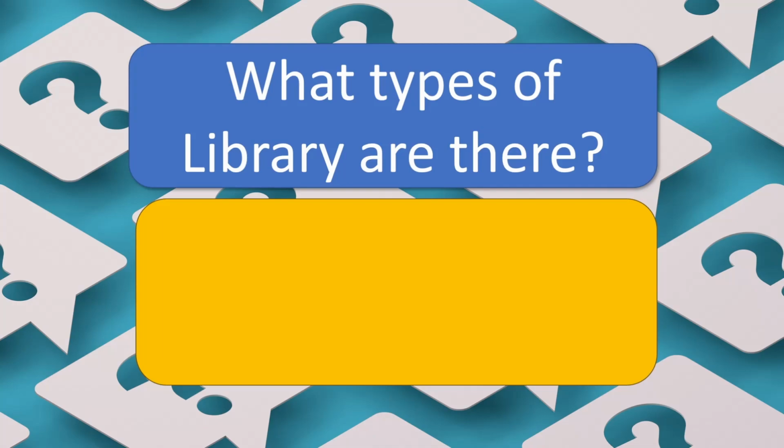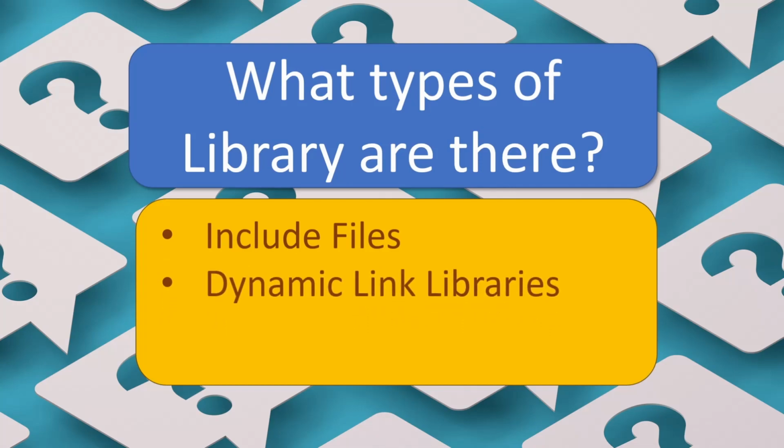So what types of library are there? Well, there are three basic types: include files, dynamic linked libraries, and static linked libraries.